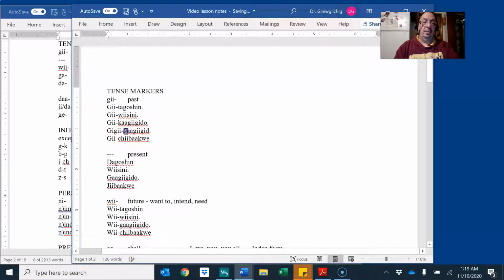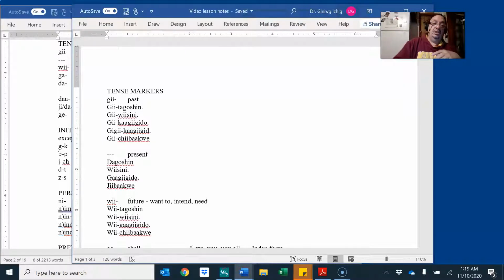Why do we have to change them? Sometimes there's a whole bunch of the same consonants: G, G, G, G, G. You can't tell if someone's stuttering or trying to say it over again. Anyways, this is to keep it nice and clear. Gi kagigado, you were talking.